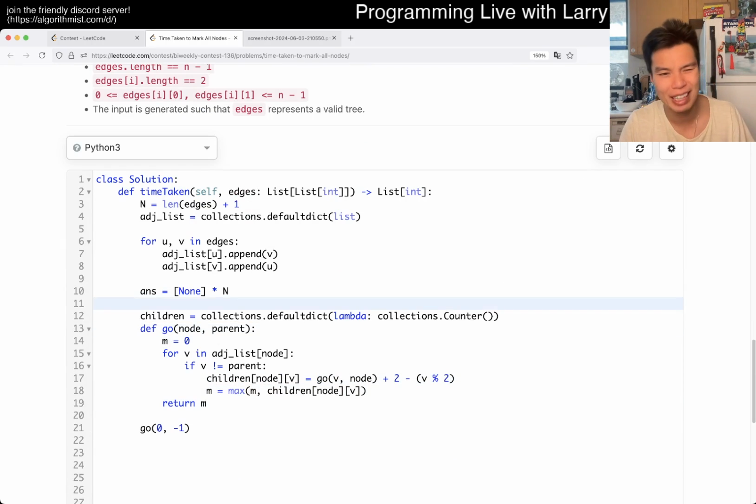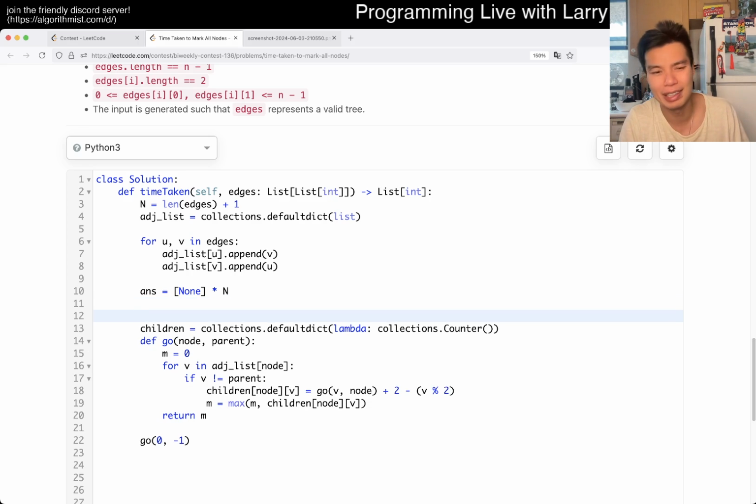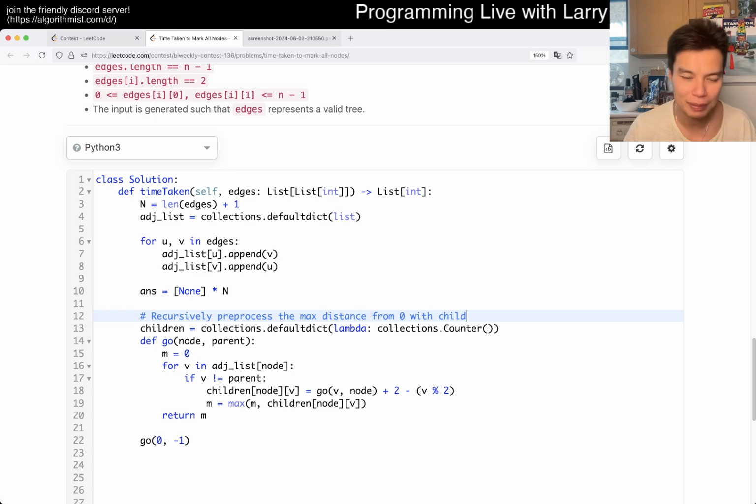Okay, so this is pretty straightforward. I don't say that as an issue, but in order to solve this, this part should be straightforward, because if it's not, you have work to do. That's just the way it is. So this is get max distance, which recursively pre-processes the max distance from 0 with children, right? So that's basically the idea.